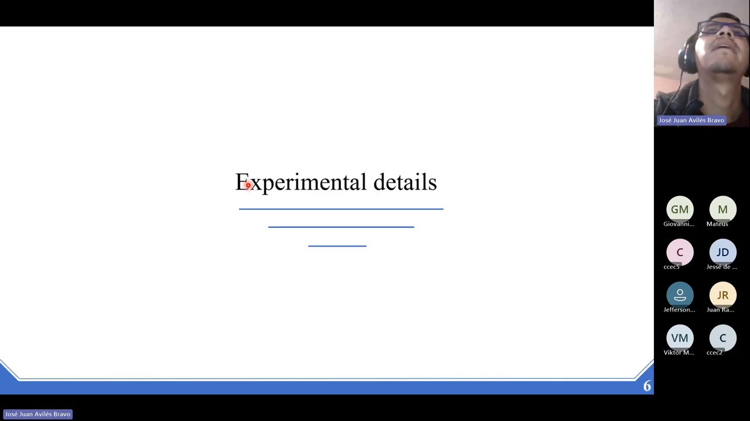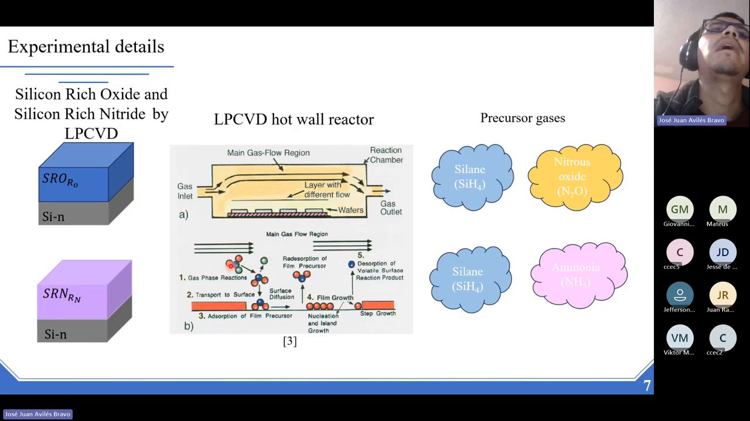In this work, we compare the silicon-rich oxides and the silicon-rich nitride with different silicon excess concentration and different temperature of the thermal annealing. In this experiment, the silicon-rich oxides and the silicon-rich nitride were deposited by LPCVD. This technique uses two precursor gases.